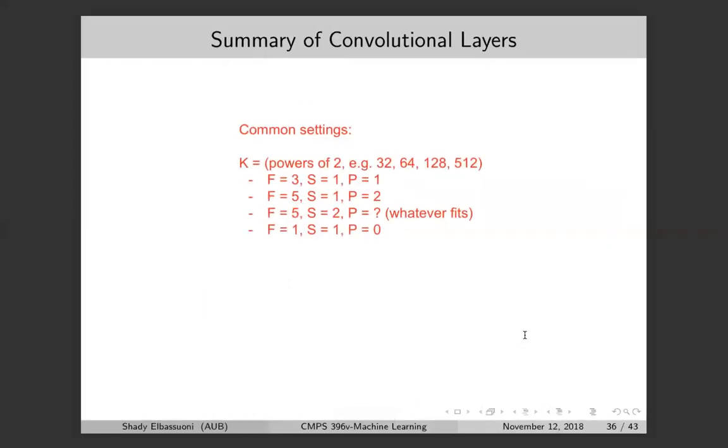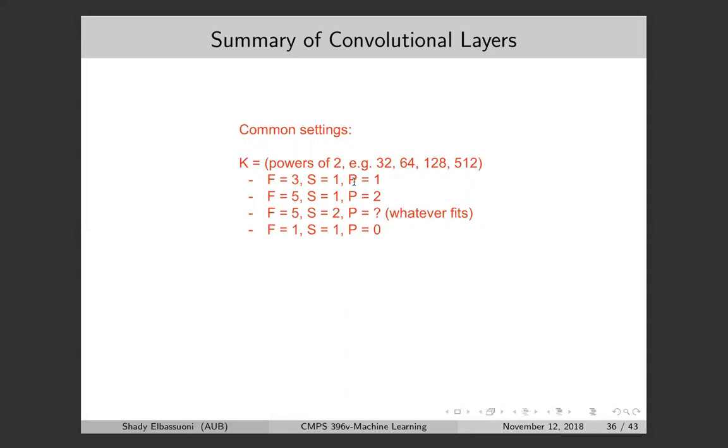Okay. So summary of convolutional layers. The typical settings, and these are the ones you're going to use when you do the assignment or projects: usually K is a power of 2, for example 32, 64, 128, and so on. F is 3, S is 1, P is 1, that's common. So the filters are typically small in size. You don't use large filters, so 3 or 5 or 7.